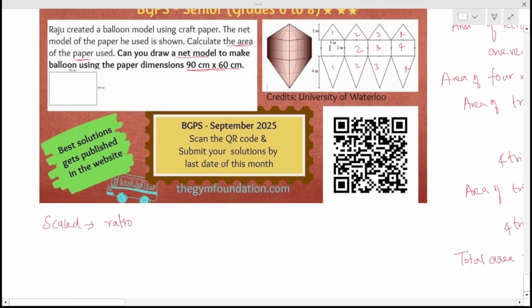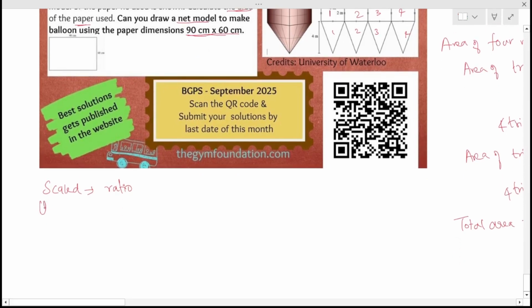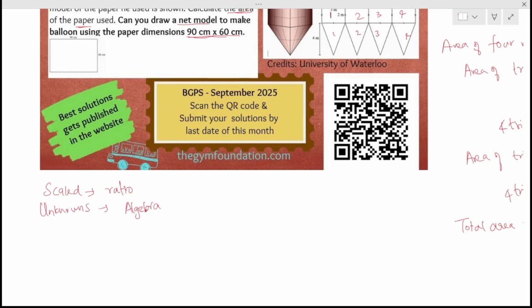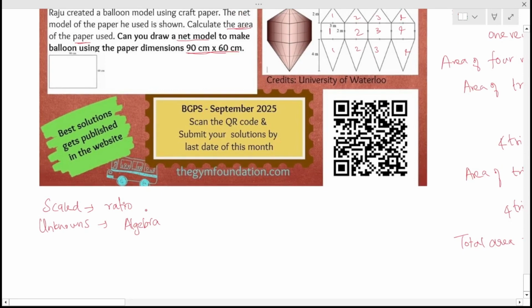And next comes, how do I come up with the dimensions, right? So here you have some dimensions and the paper I am having is different. So now there are so many unknowns. So what do you use when you have unknowns? Yes, you're right. We'll be using algebra. So this design problem is a very interesting concept where you are applying ratio, algebra, and geometry in a visual way, which will be a very interesting, hands-on kind of problem. So let's go ahead and see how I can start.